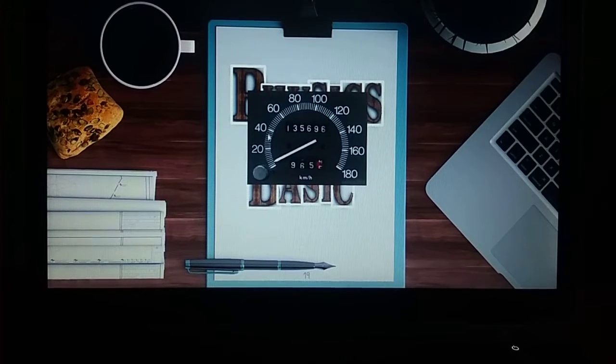Here this one, 20, 40, 60, 80, 100, 200, that is the instantaneous speed. And this one, 135696, that is the odometer. Clear? So all these things are in the same meter. It shows velocity or speed in kilometer per hour. Clear? And this 135696, this shows the odometer. Clear?